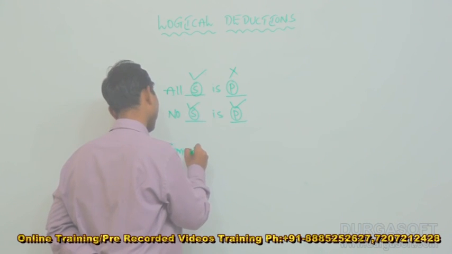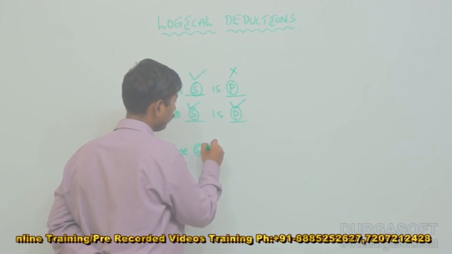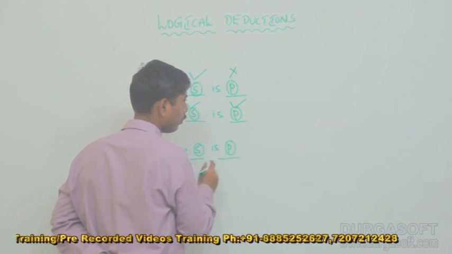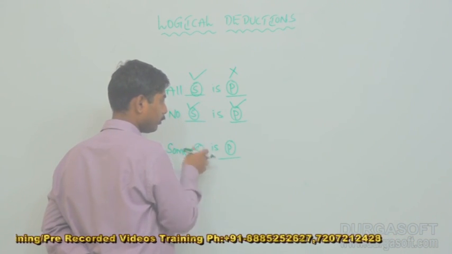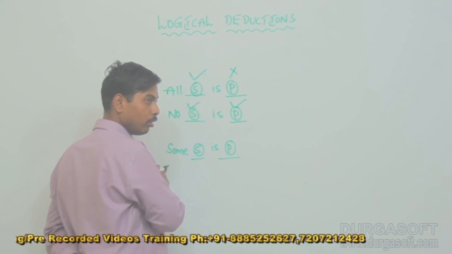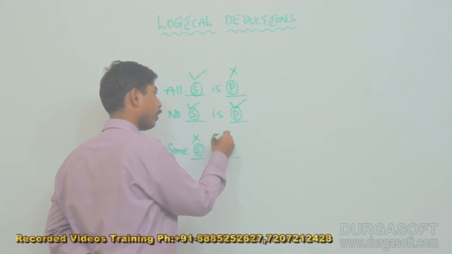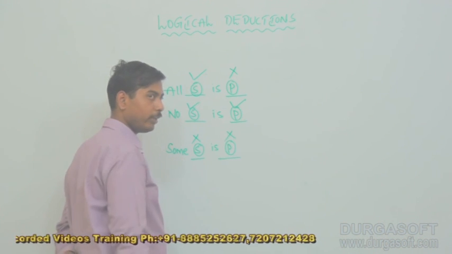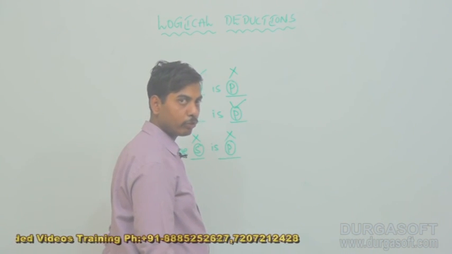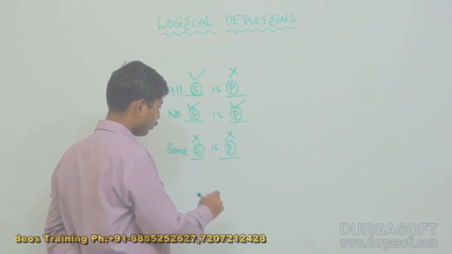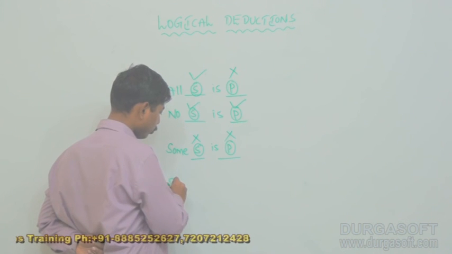Next one, Some S is P. Some S is P means we are talking about subject and predicate. This one is the particular affirmative statement. The subject is not defined very well and even the predicate is also not defined very well in the case of particular affirmative.